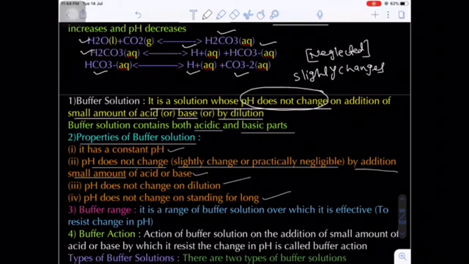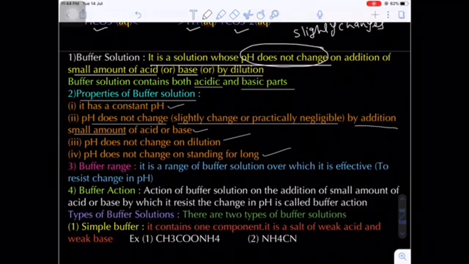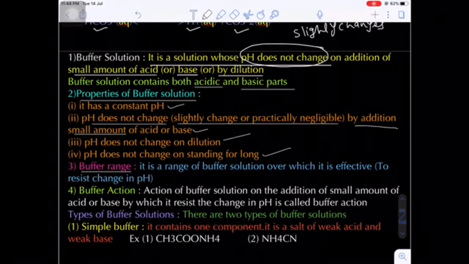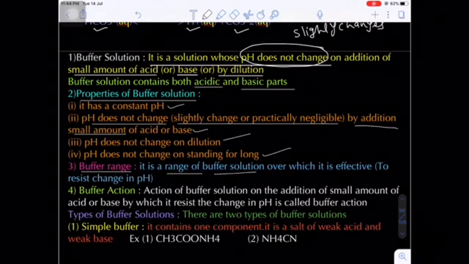Number one, it has a constant pH value, and the pH does not change, or changes slightly, or the change is practically negligible, by addition of a small amount of acid or base. And next, pH does not change on dilution and pH does not change on standing for a long time. Okay. Now, the next condition, the buffer range. These are some terminology we have to know in buffer solutions.